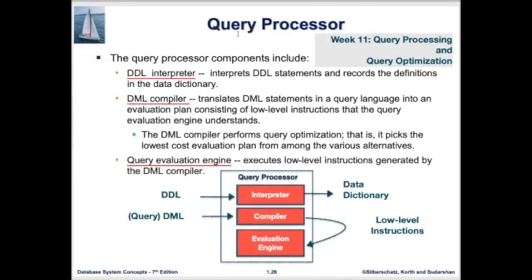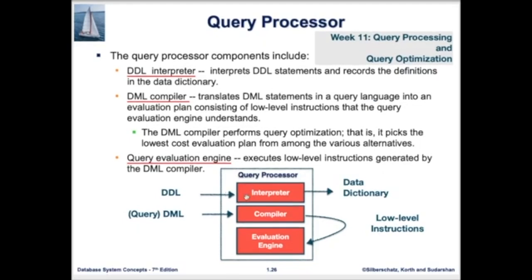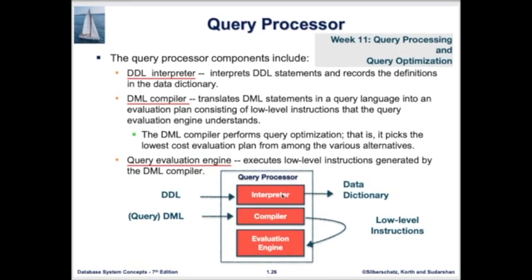Yung second component is called the query processor. Sa query processor naman, it is composed of three parang submodules. And yung submodules na to, gumagawa siya ng may very specific purposes. So yung first ay yung interpreter. So yung query interpreter ay ang ginagawa is given a data definition language, ni-interpret niya yun so that it can create the data dictionary.